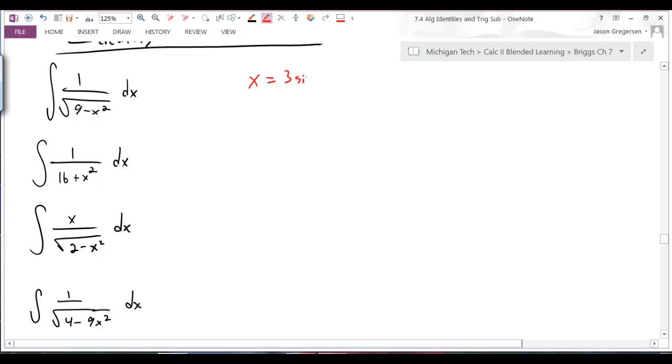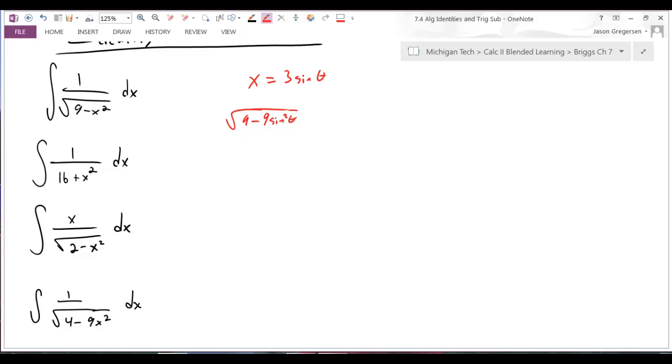3 sine theta. And if we don't worry about the derivative, we don't worry about placing dx, if we were to plug that in, we would get 9 minus x squared. When I square it, I get 9 sine squared theta. Factor out the 9, I will get 9 times 1 minus sine squared. I'll get 9 times cosine squared. Of course, the real process, we actually have to take the derivative and get rid of the dx piece as well, but this is just kind of identifying why that substitution works.